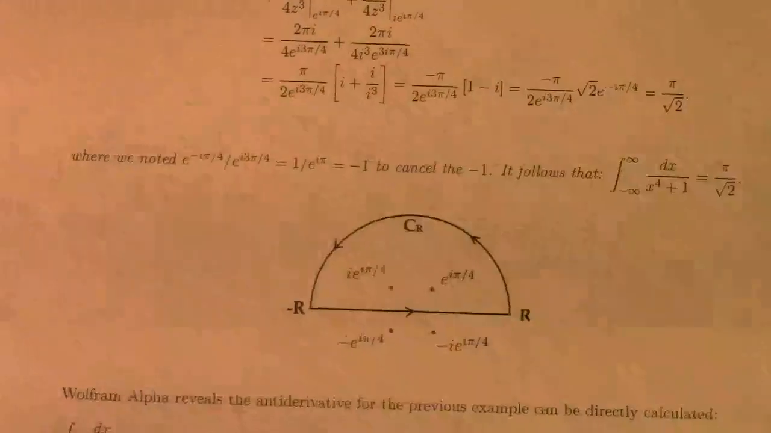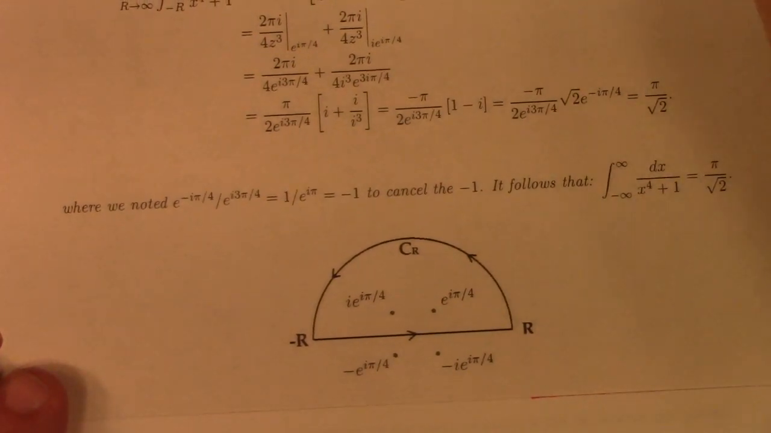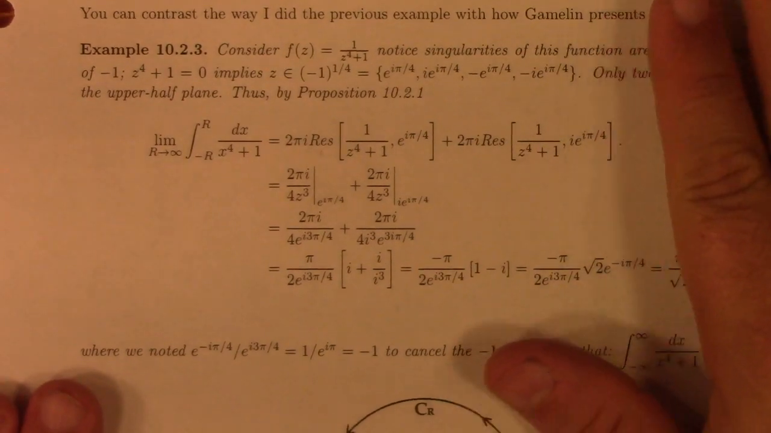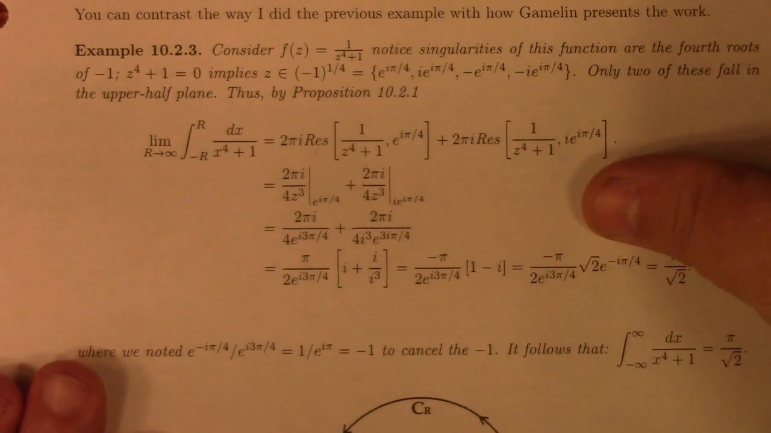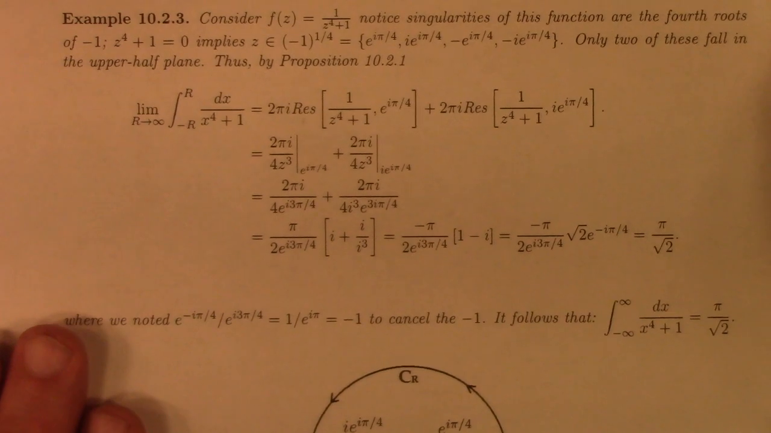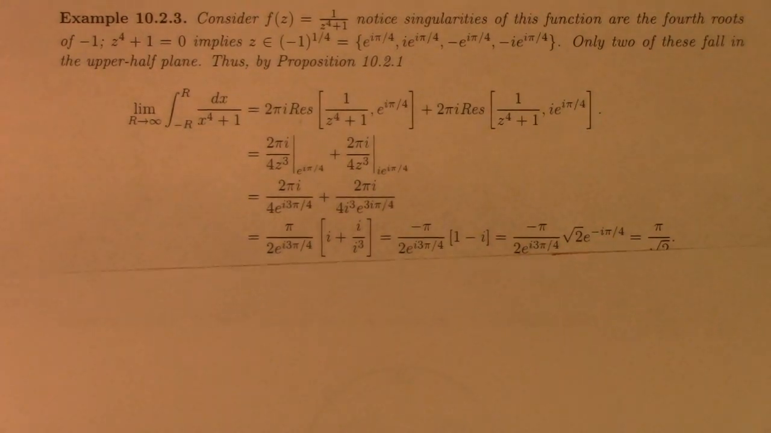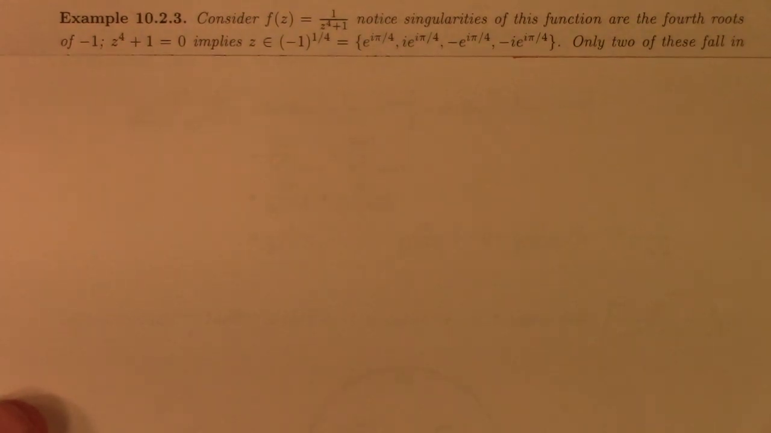Another example in my notes is this one. Here we're up against the integral of 1 over z to the 4th plus 1. The singularities of this are the 4th roots of minus 1, which are those guys.